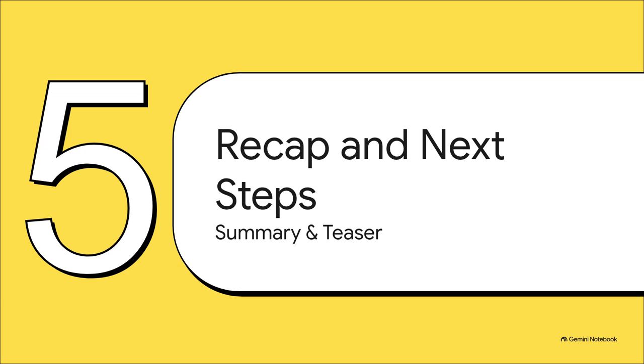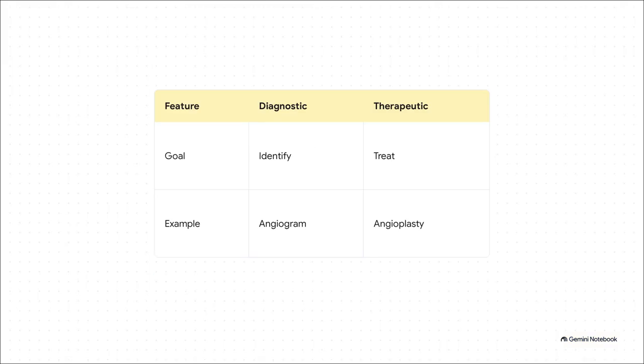Finally, Section 5. Recap and next steps. Our summary and teaser. Wow, we have definitely covered some major ground today. Let's just lock in these concepts with a quick, high-level summary. When you're analyzing a chart, always ask yourself, what is the primary goal here? If the answer is mapping and identifying, like performing an angiogram, well then you are firmly on the diagnostic side. You are dealing exclusively with the creation of the clinical roadmap.